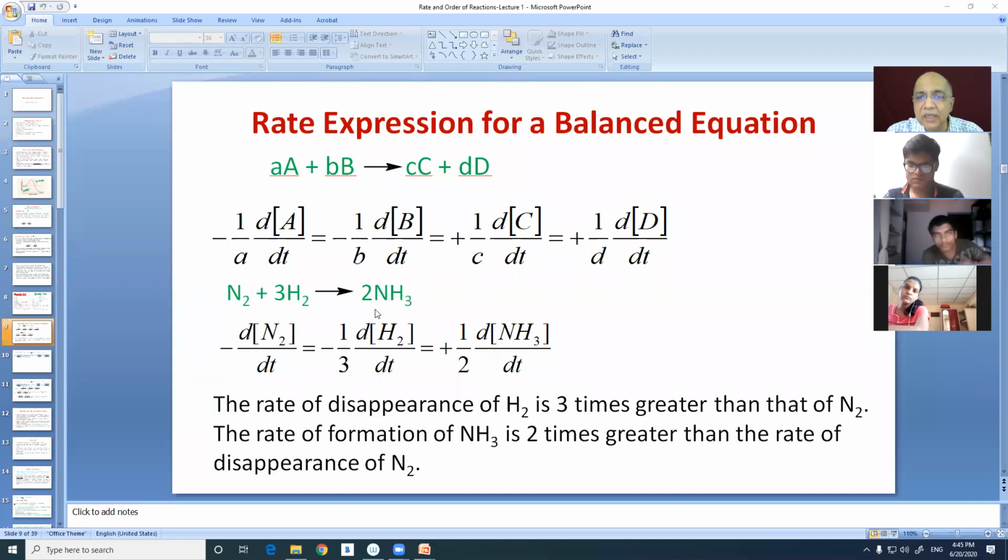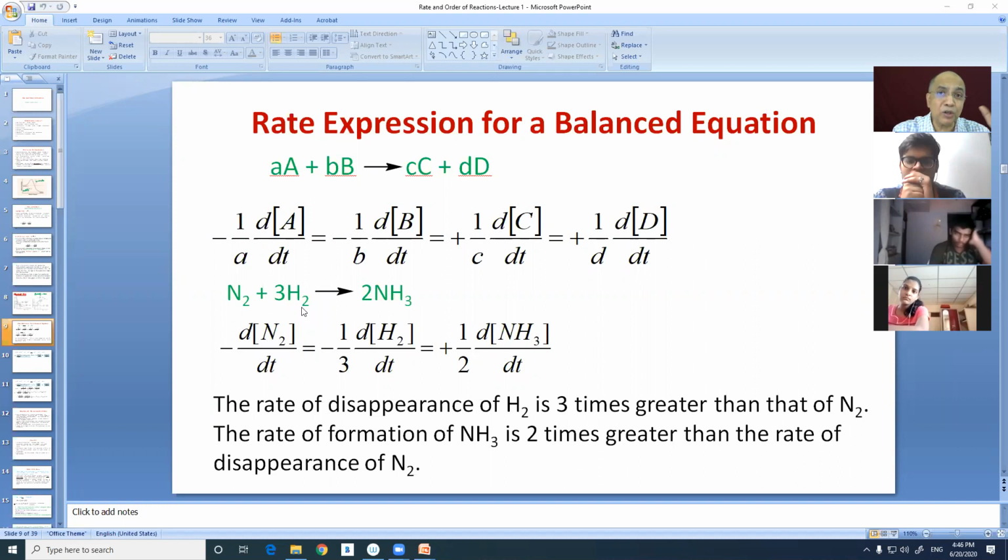Similarly, if you compare with the rate of formation of ammonia, because I have told you the rate can be expressed either in terms of reactant disappearance or in terms of product formation. If it is disappearance, you put a minus sign. And if it is appearance, you put a positive sign, right? So the rate at which ammonia is formed is twice that of the rate at which nitrogen is disappearing. And it will be 2/3 of the rate at which hydrogen is disappearing.